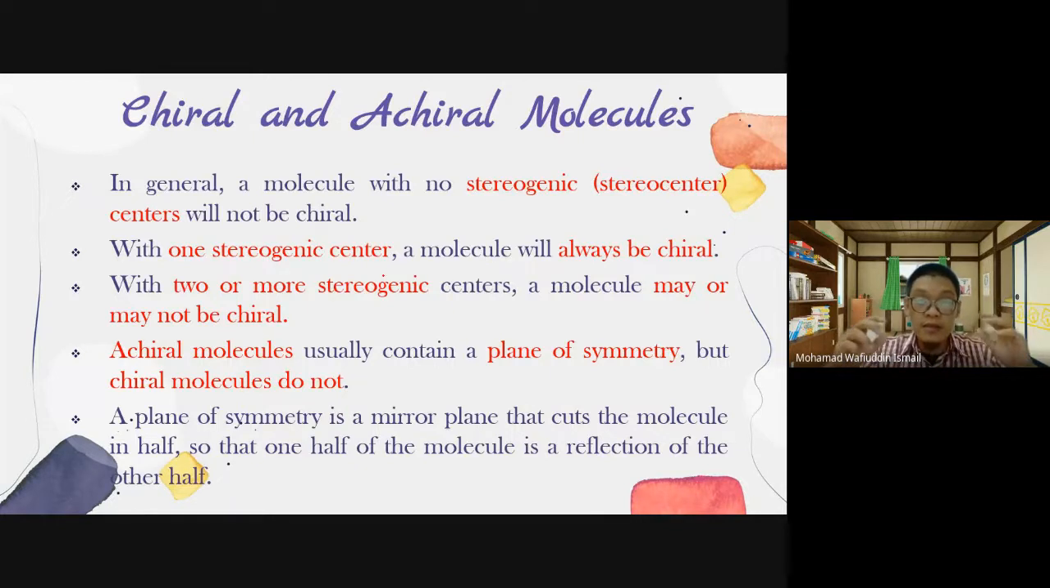So that's why one molecule can have one stereogenic center and some molecules have 2 or more stereogenic centers. So that's the statement here. We will look at some examples for your understanding.